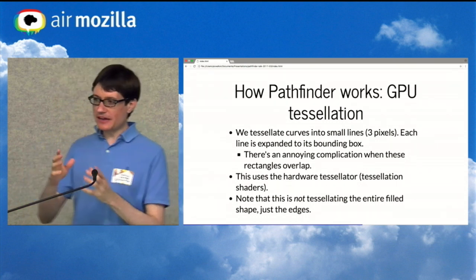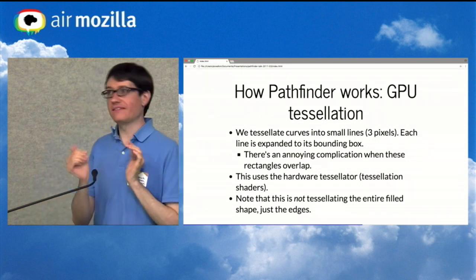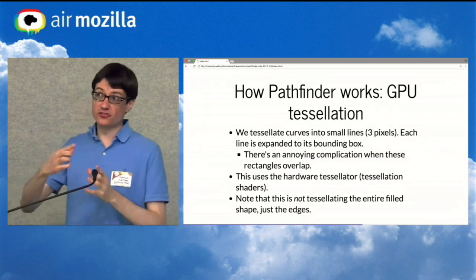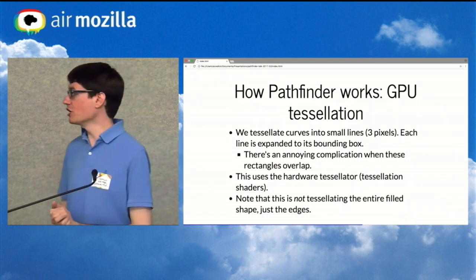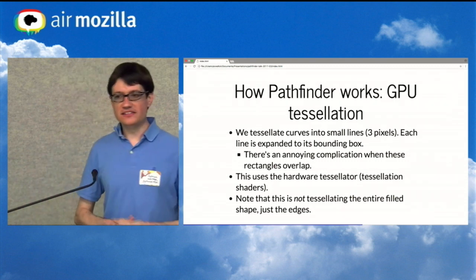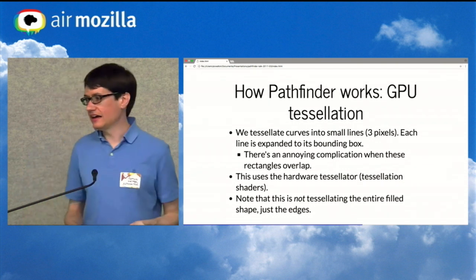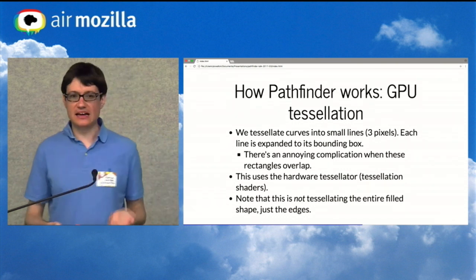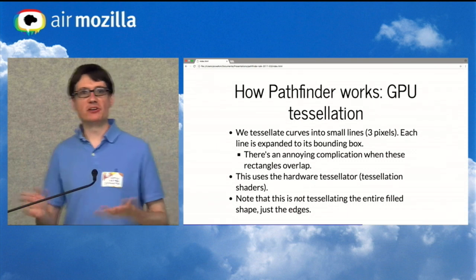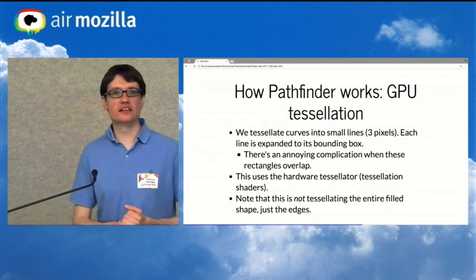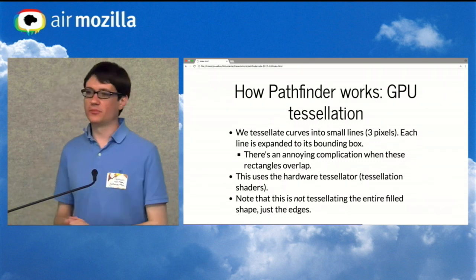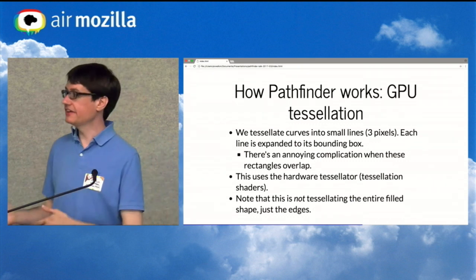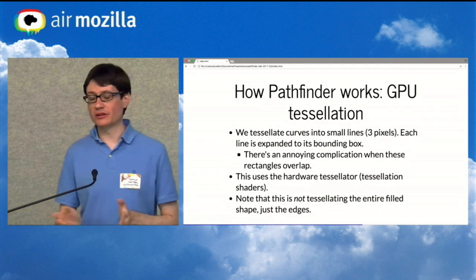As far as the GPU is concerned, the lines are drawn as little rectangles, causing an annoying complication when they overlap. This is done using special hardware that's been in GPUs for the past maybe 5 years, called the tessellator. This is tessellation shaders in OpenGL, or hull and domain shaders in Direct3D.